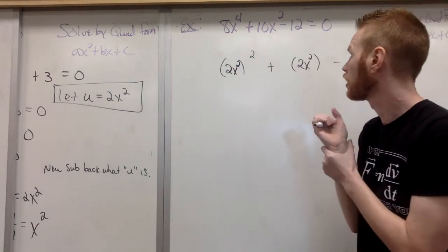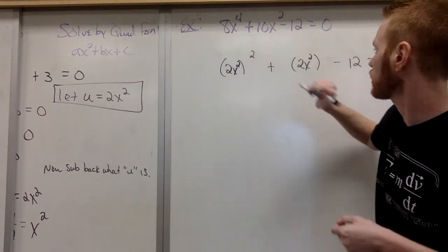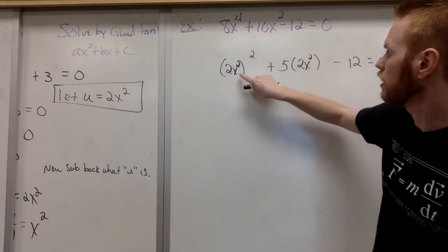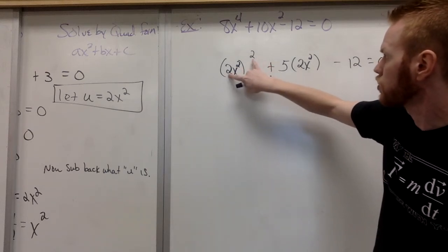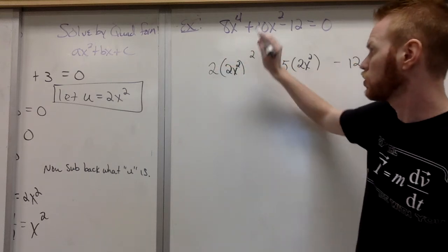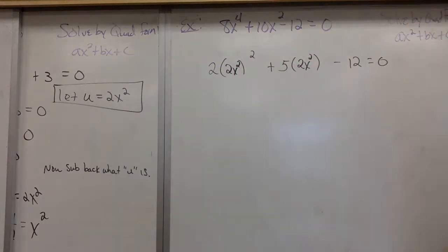All right, so let's see here. 2x squared times what gives me 10x squared? I think I have to put a 5 there. Now, over here, this works. 2 squared is 4, but that's not quite 8. So I have to multiply it by a 2, and if I simplify that, I get this down. Perfect.